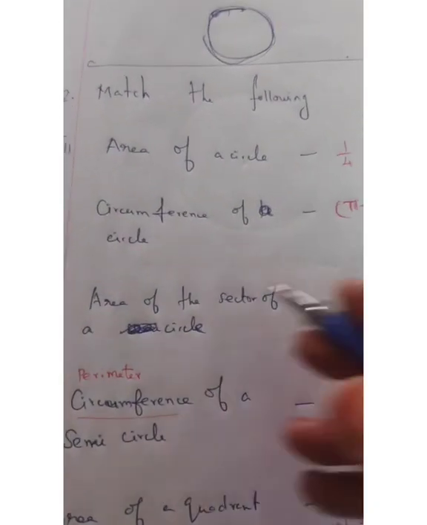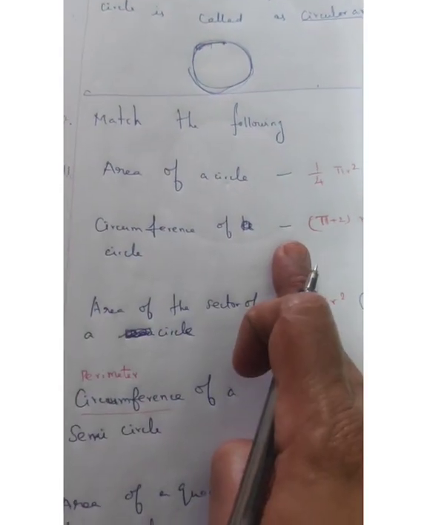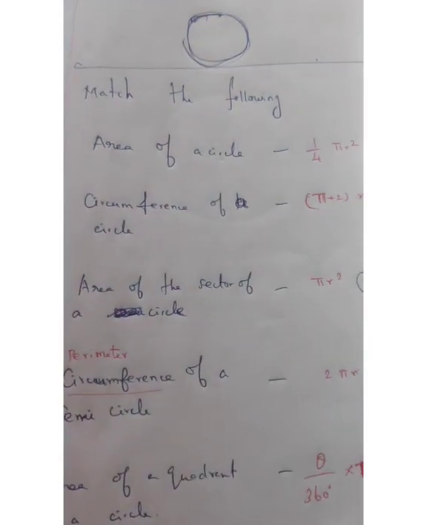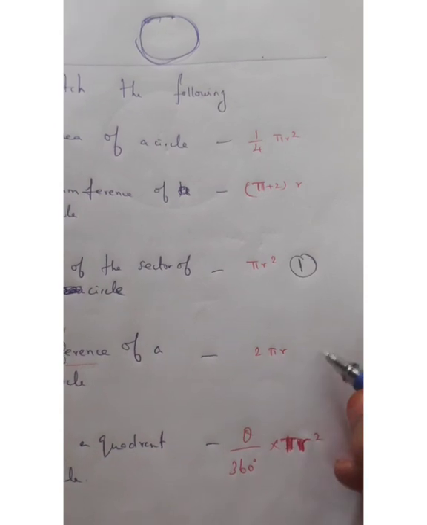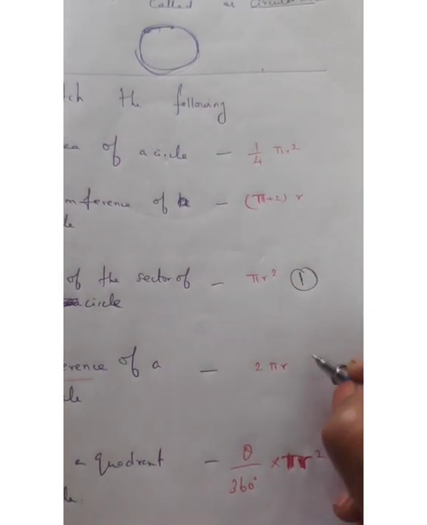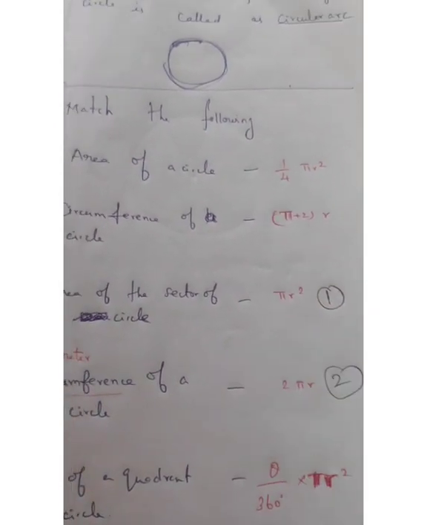Circumference of the circle. Circumference means the perimeter of the circle. What is the formula for the perimeter of the circle? It is 2 pi r. This is the second one's answer.